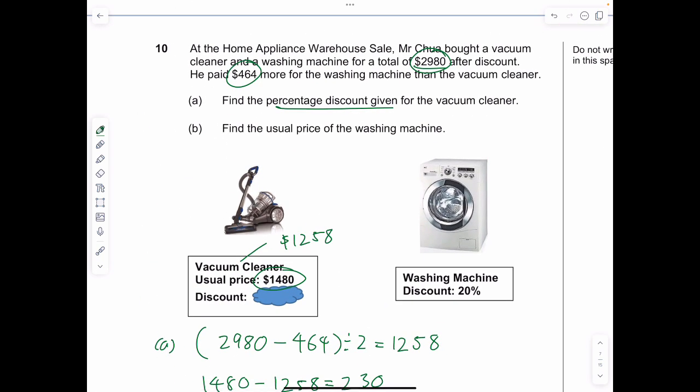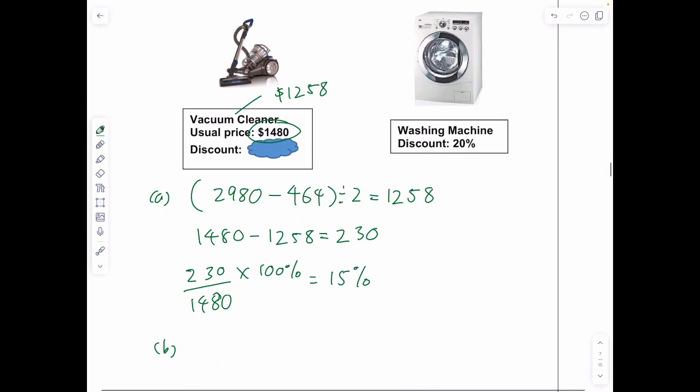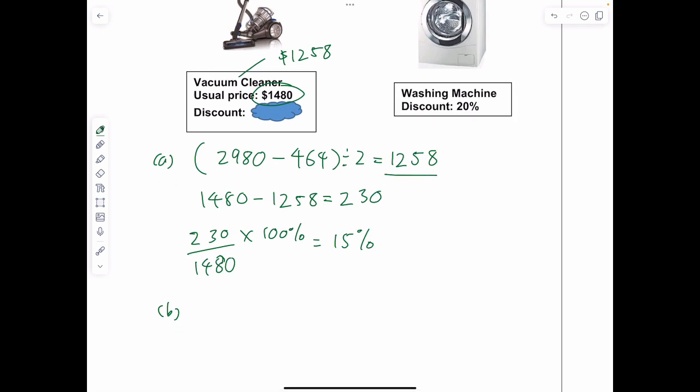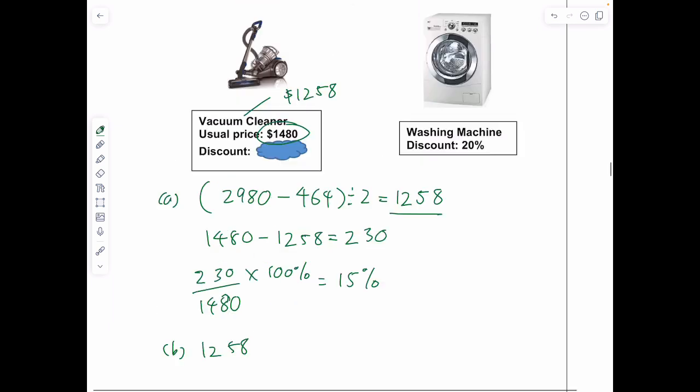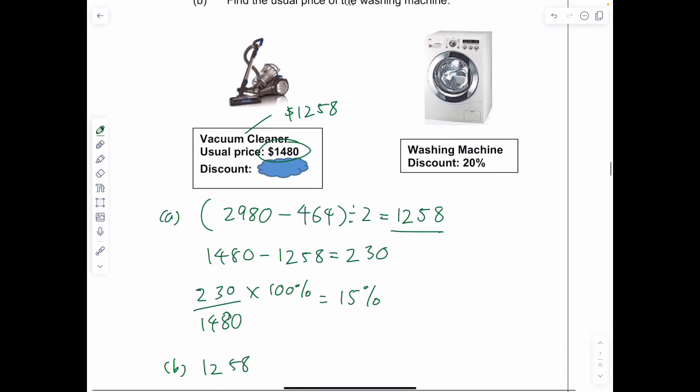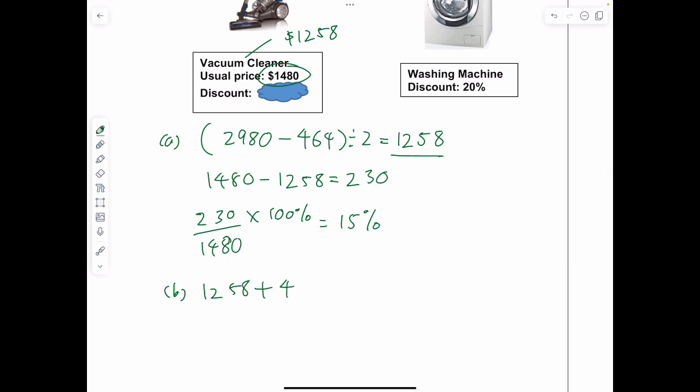Find the usual price of the washing machine. Now in this case, you are able to easily find the cost price, or rather how much did you pay for the washing machine, because this was the amount 1258 that you paid for the vacuum cleaner. But wait, don't forget, you paid 464 more for the washing machine. So you will add this 464, you will get 1,722. Now this was what you paid, okay, after the discount.